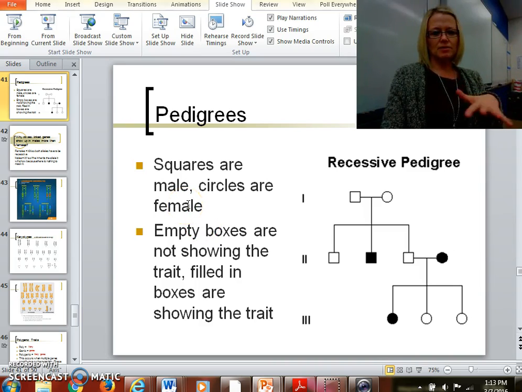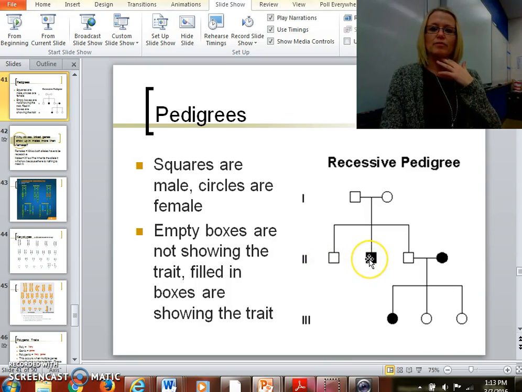And just some basics. So starting out still in our PowerPoint here, in pedigrees, squares are male, circles are female. So we've got a male, female, male, male, male, female. You get it. Empty boxes are not showing the trait, and the filled boxes are. So when we look at an open or filled box or circle, it does not tell us anything except if they're showing the trait.